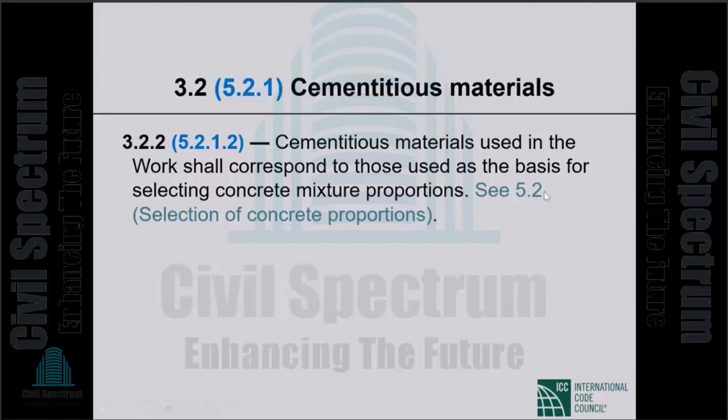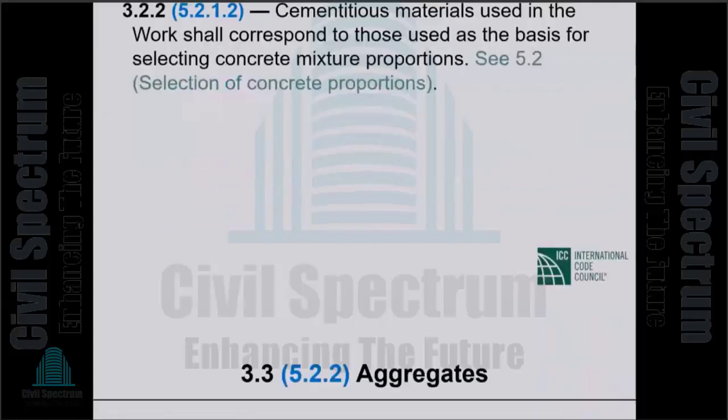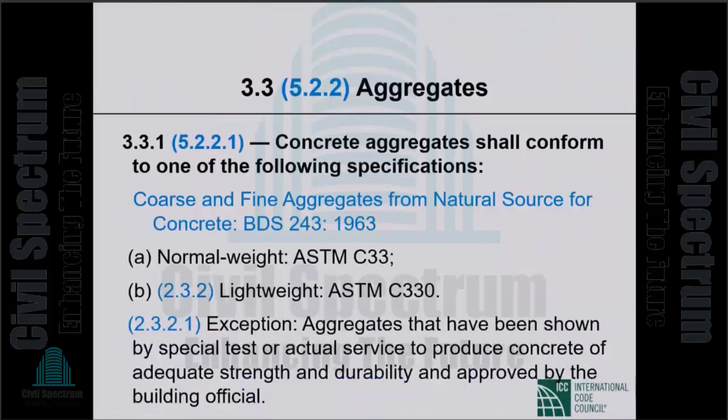Whenever we have on the slide text in this color, that means it is ACI 318 text that does not appear in BNBC 2020. We go from cement to aggregate. Concrete aggregate shall conform to one of the following specifications. BNBC 2020 says coarse and fine aggregate shall comply with BDS 243. So coarse and fine aggregate from natural source for concrete, BDS 243.